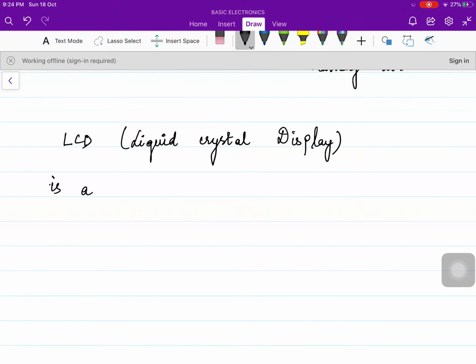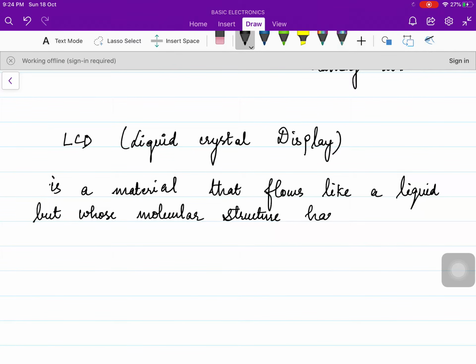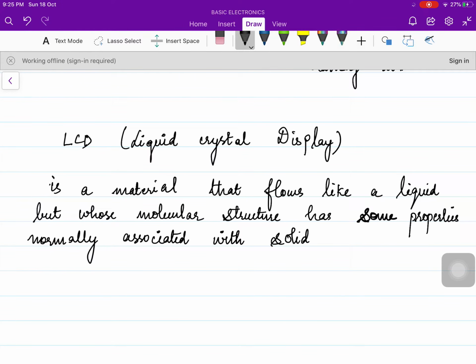So what is a liquid crystal display? It is a material that flows like a liquid but whose molecular structure has some properties normally associated with solids. So that is a liquid crystal display.